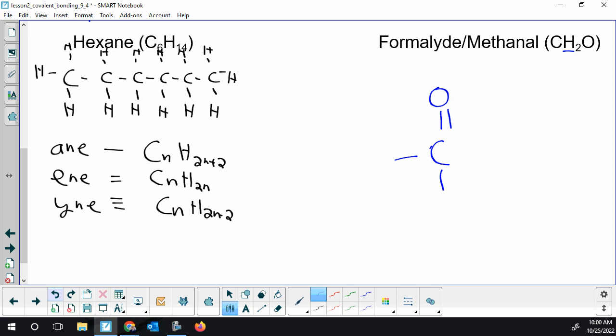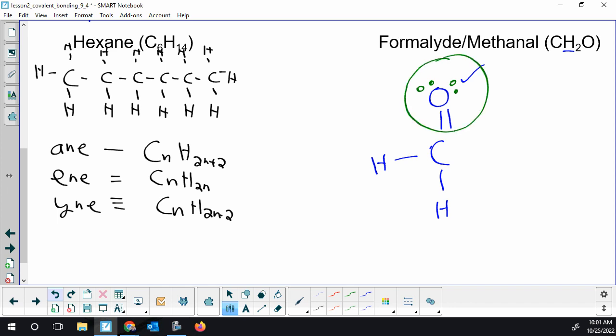Oxygen has a bonding capacity of 2, so it's good. Carbon has a bonding capacity of 4, so when I put in the 2 H's, it's good. Okay. Now, oxygen has a lone pair. Okay. You don't really see the complete solution until you put in the lone pairs.